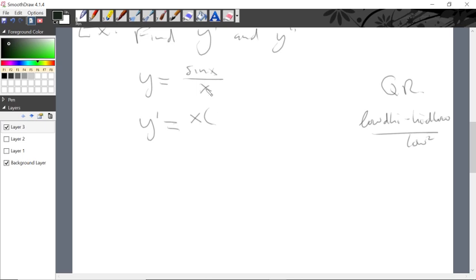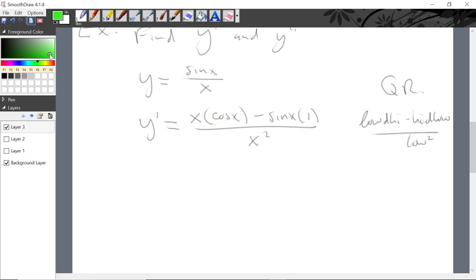So we have x is the low, the derivative of the numerator would be cosine x, minus the numerator is sine x, the derivative of the denominator is 1, and the denominator squared would be x squared.